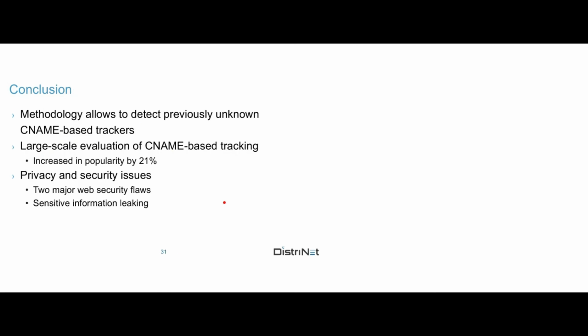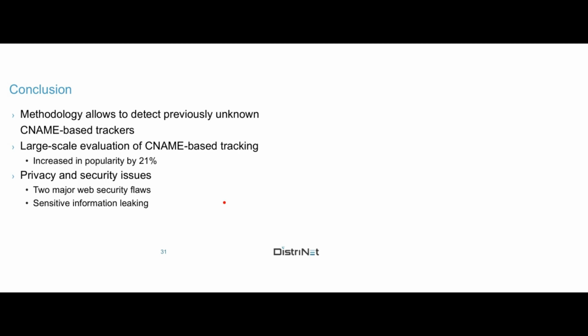So to conclude, I would like to sum up the main contributions of our study. So first of all, our methodology allows us to detect CNAME-based trackers that were previously unknown to tracker blocking tools. We performed a large-scale evaluation of CNAME-based tracking, and we found that the popularity of CNAME-based tracking has increased with 21% over the past 2 years.